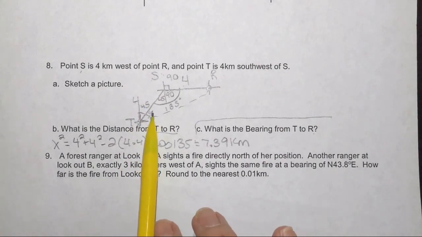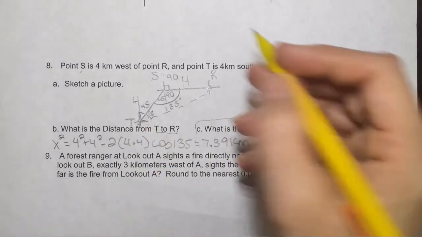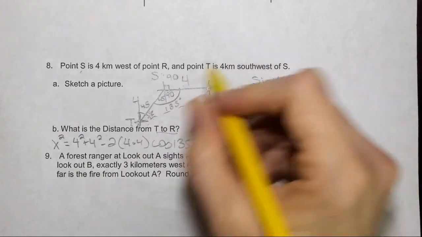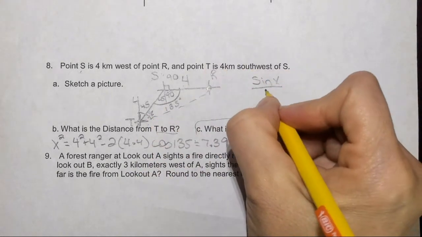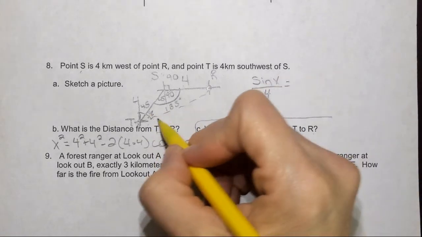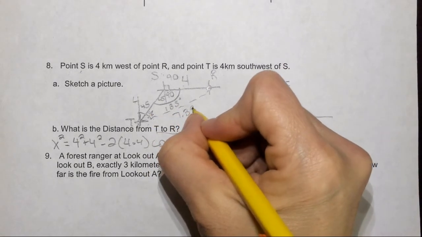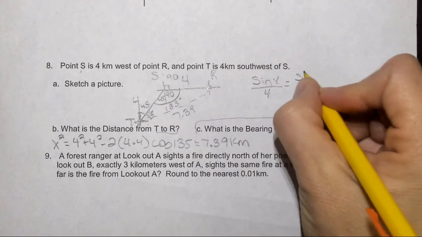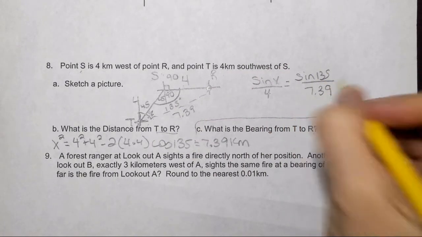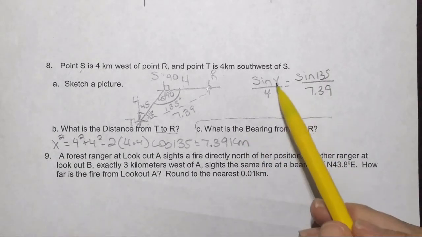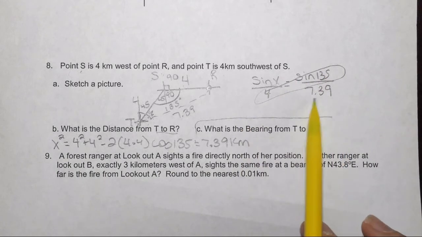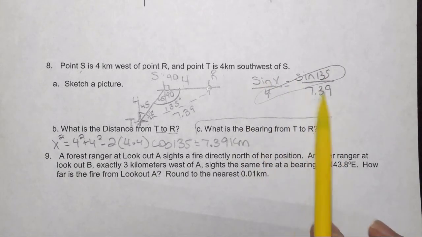And we're going to use law of sines to find that angle. So I have sine of x over 4, because that's the side opposite, is equal to, I now know this side over here is 7.39, and I know this angle is 135, so sine of 135 over 7.39. Again, we're going to circle the two numbers that are diagonal. We're going to multiply those, and this time I'm dividing by a number, not a sine, because I'm looking for the angle.